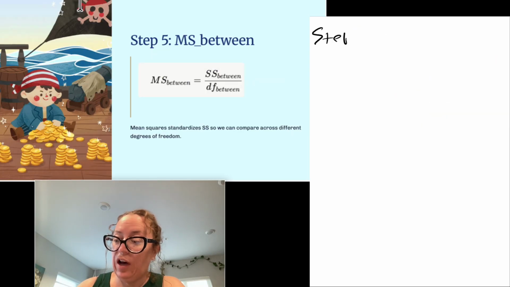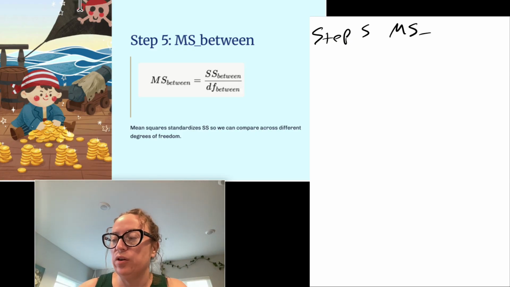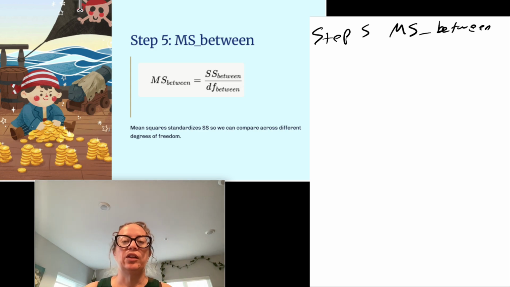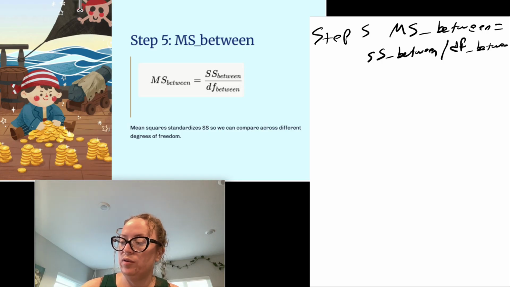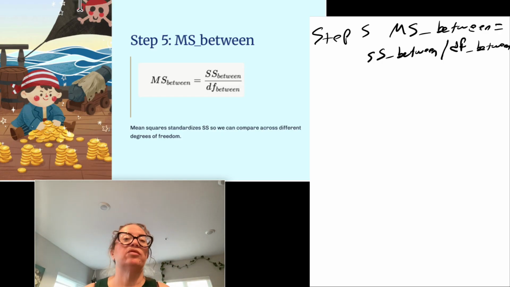On to step 5, we're almost done. Okay, we're going to calculate the mean square between, because remember we have to standardize those buckets. Okay, so we're putting the same label on the buckets so that they have the same unit of measurement, basically. We're standardizing it. Okay, so MS, the mean squares between, you're going to take the sum of squares between and standardize them by dividing by the degrees of freedom between. Okay. So the mean squares is just the sum of the squares divided by degrees of freedom.